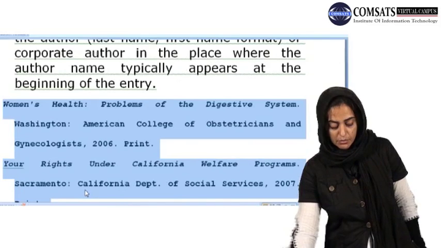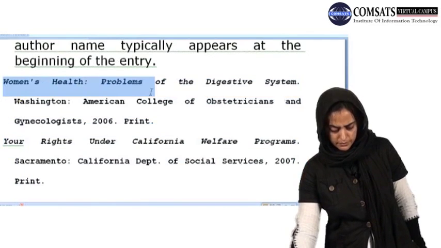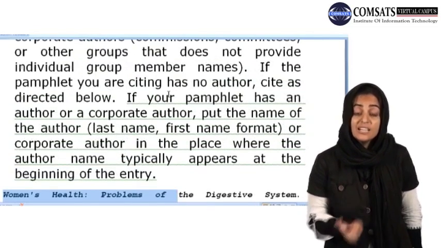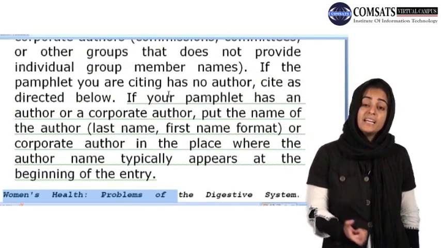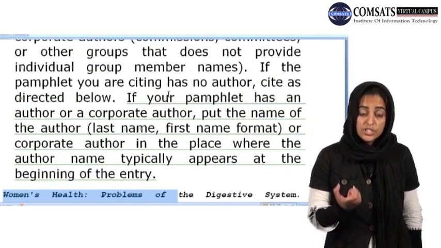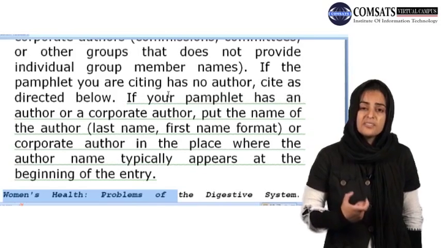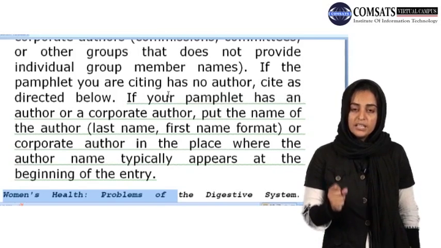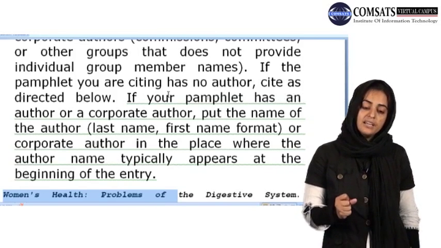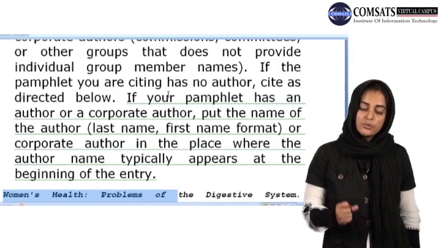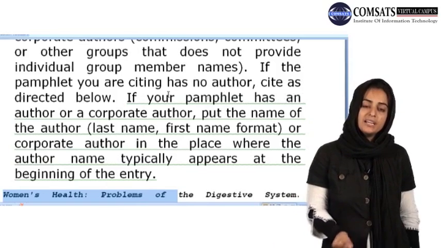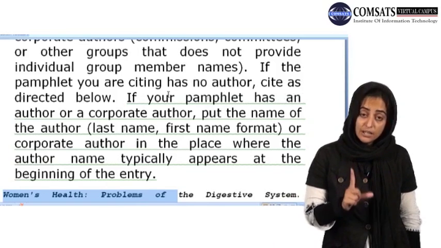Let me repeat it for you again. You will not be beginning with the name of the commission, you will be beginning with the title of the pamphlet, and after that you will be adding up the name of the commission, which actually is replacing or representing the corporate author's name. I repeat again, dear students, when you are not having the individual name of the author available, when you are trying to create the detailed reference through MLA referencing style of a pamphlet, then you will be beginning up with the title of the pamphlet.